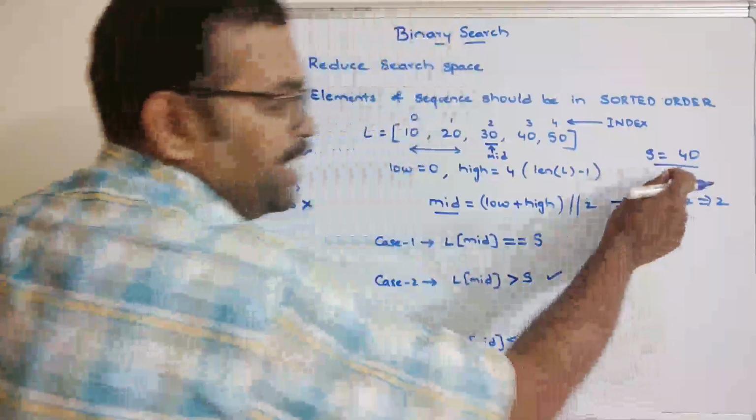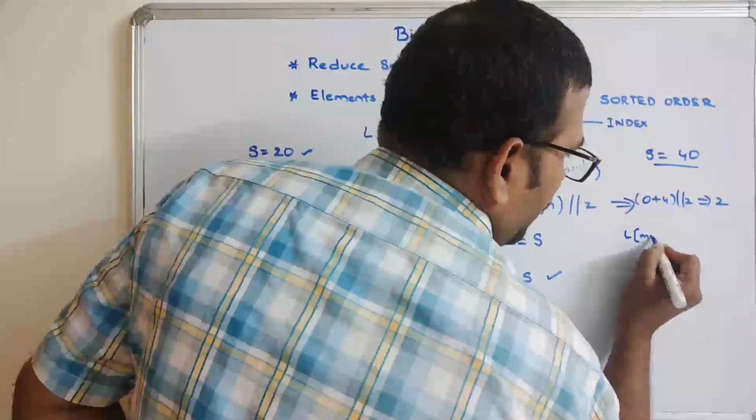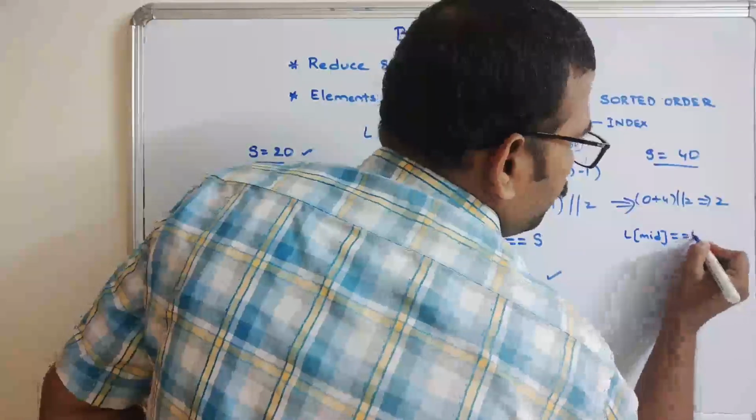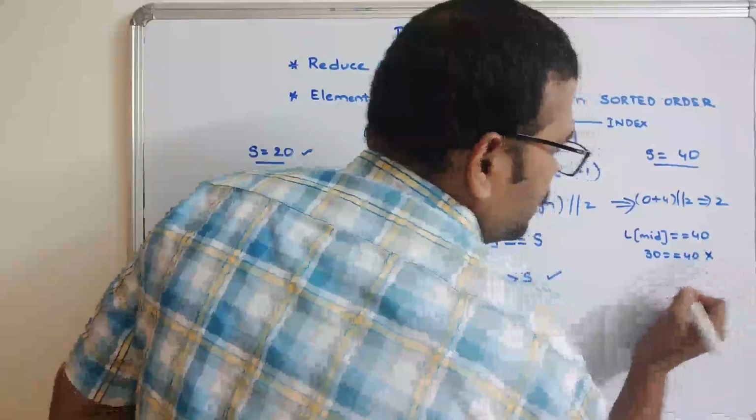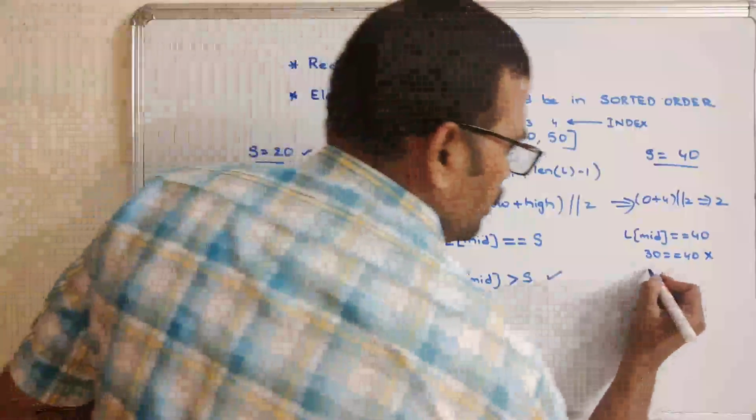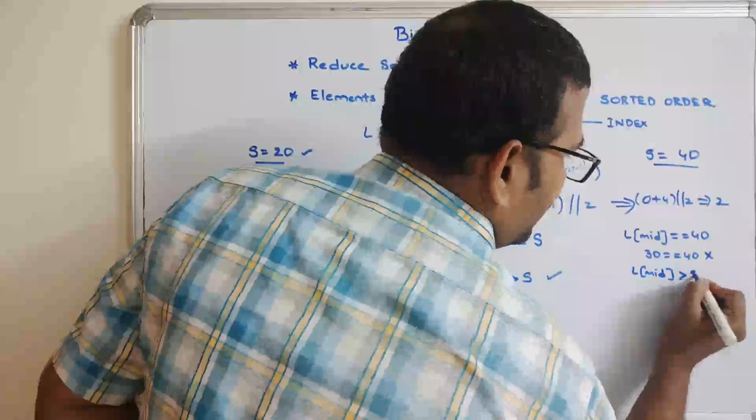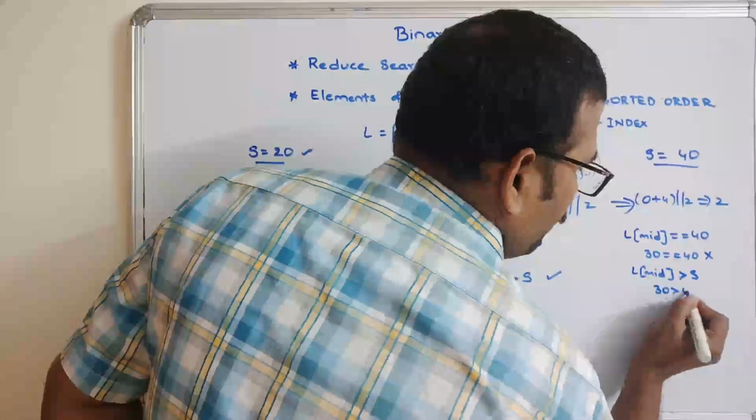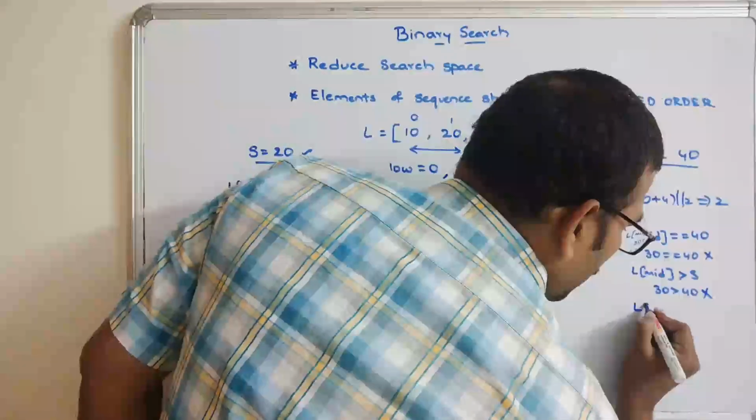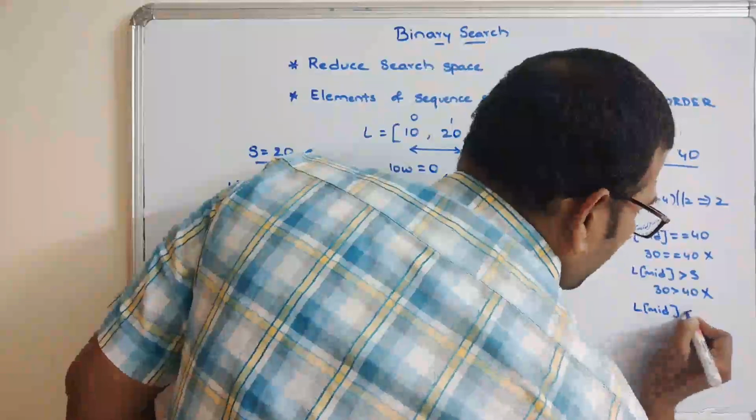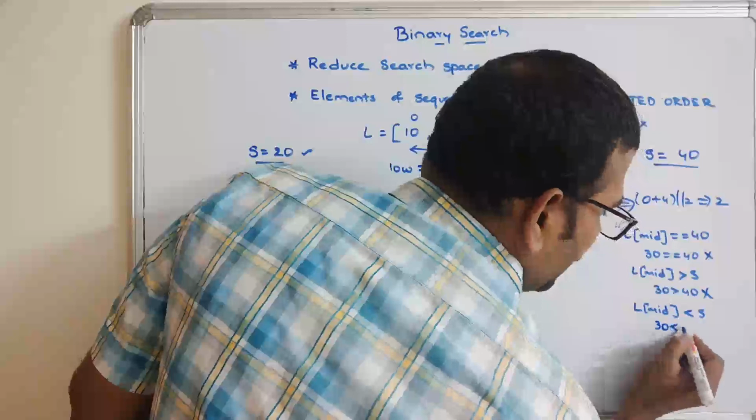Second case. So if S is 40, and L of mid is equal to 40? L of mid is 30, is it equal to 40? This is false. It will move to the second condition, that is L of mid greater than S. That means 30 greater than 40. Again it is false, that is not greater than 40. Again it will go with the third one, L of mid less than S.